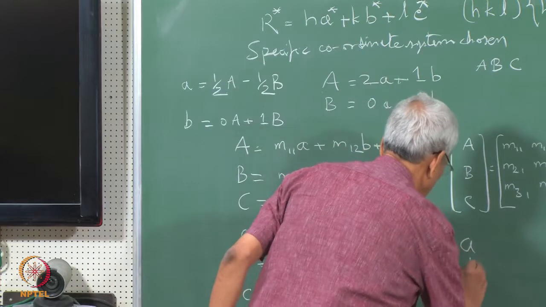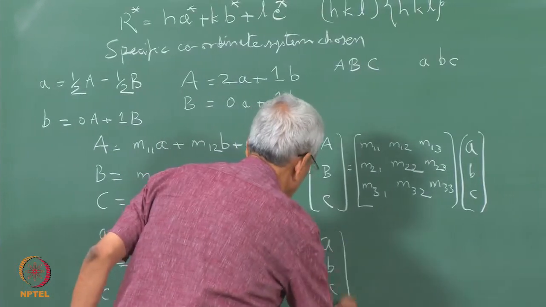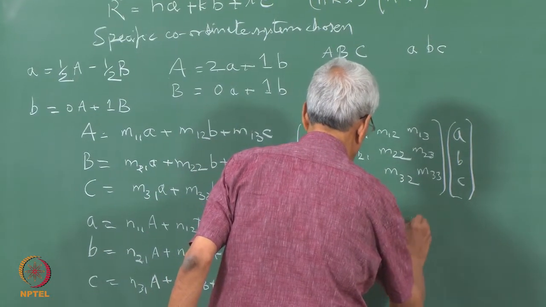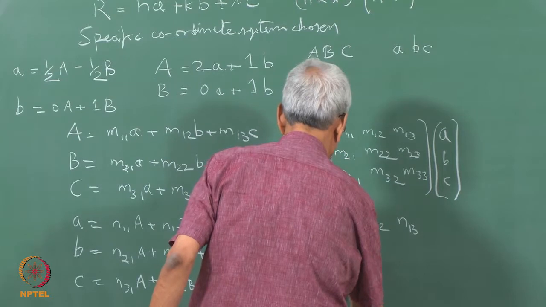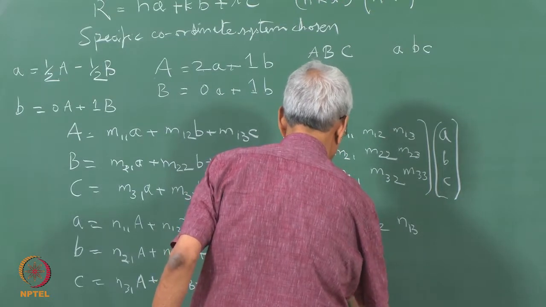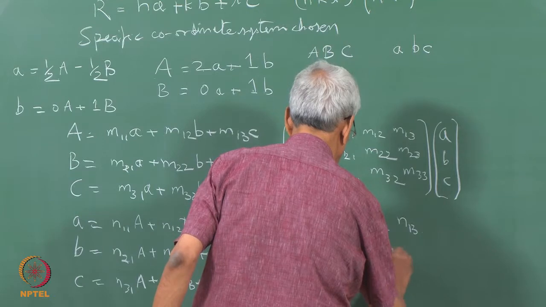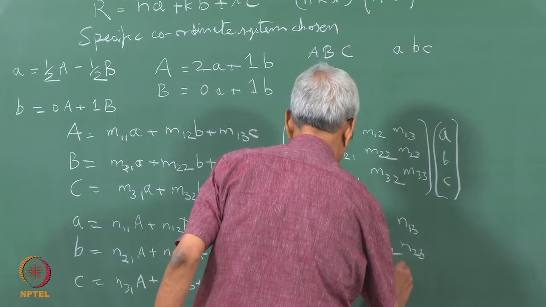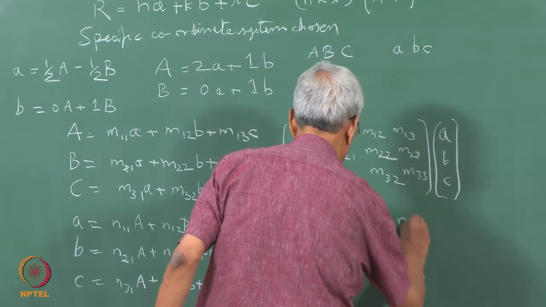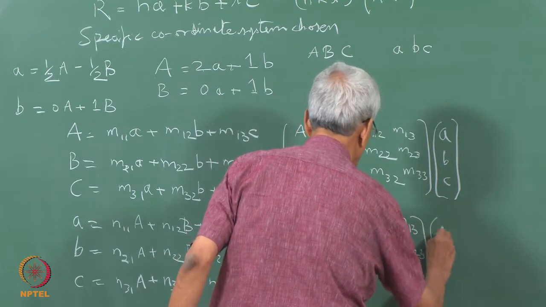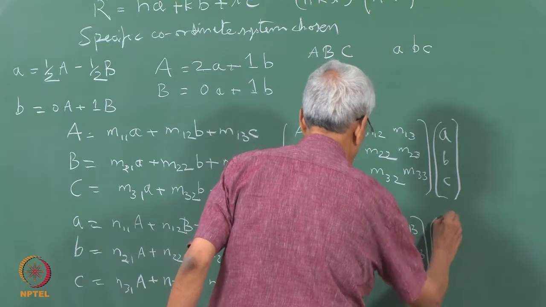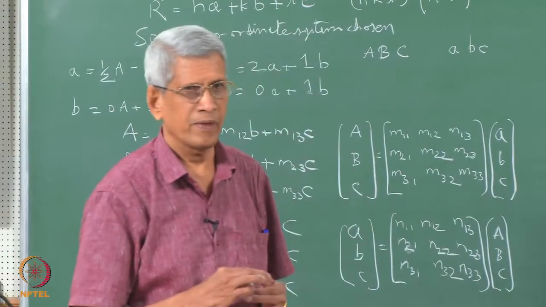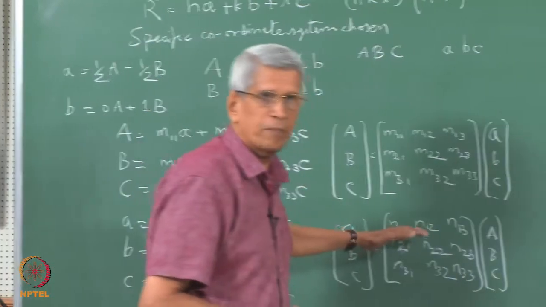Here now if we represent A, B, C, this will be in terms of n11, n12, n13, n21, n22, n23, n31, n32, n33. You can write it in this form, correct. So, these are two different matrices.